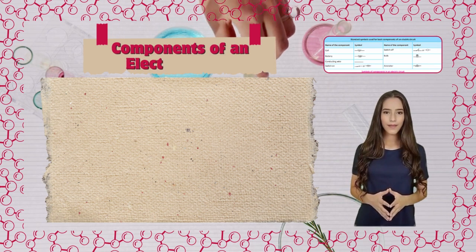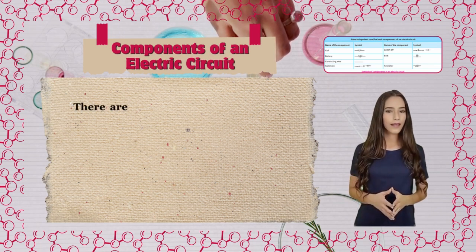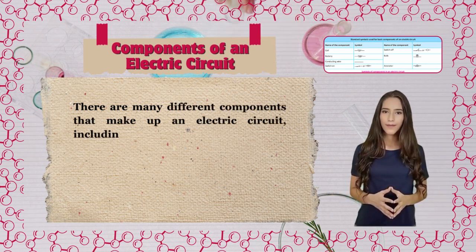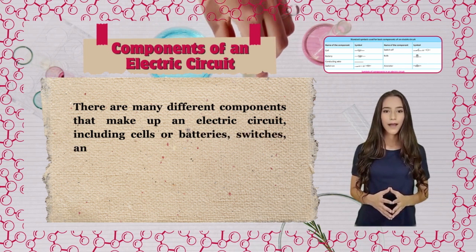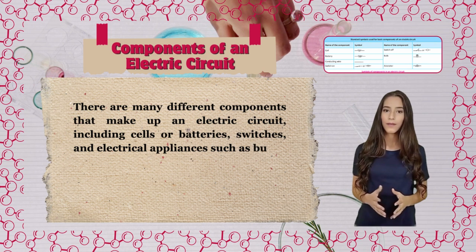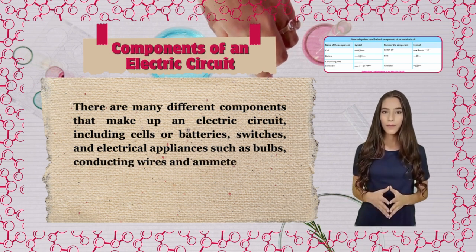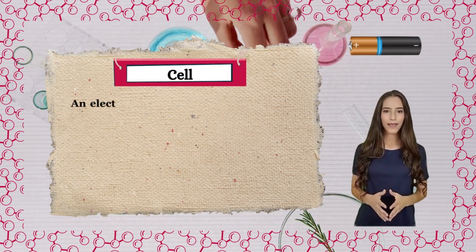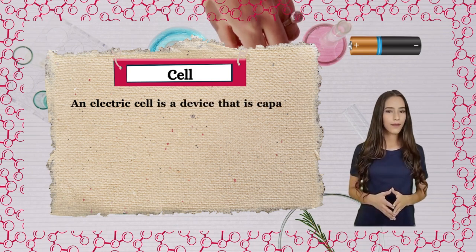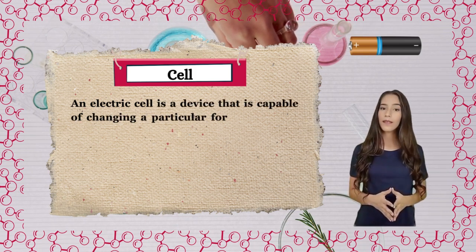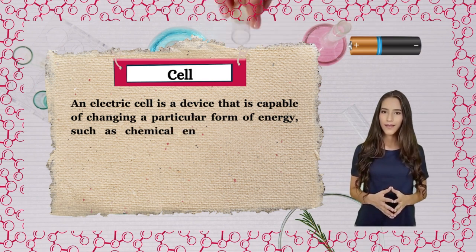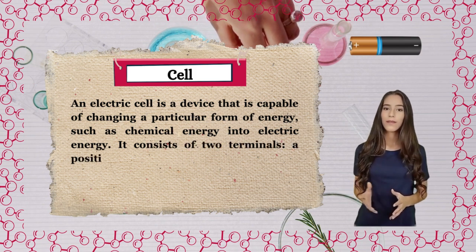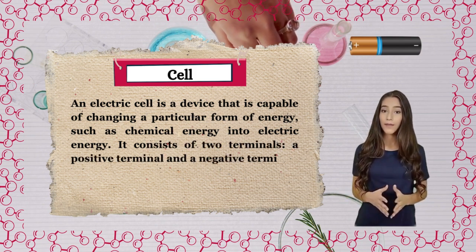Components of an electric circuit. There are many different components that make up an electric circuit, including cells or batteries, switches, and electrical appliances such as bulbs, conducting wires and ammeter. Cell. An electric cell is a device that is capable of changing a particular form of energy, such as chemical energy, into electric energy. It consists of two terminals, a positive terminal and a negative terminal.